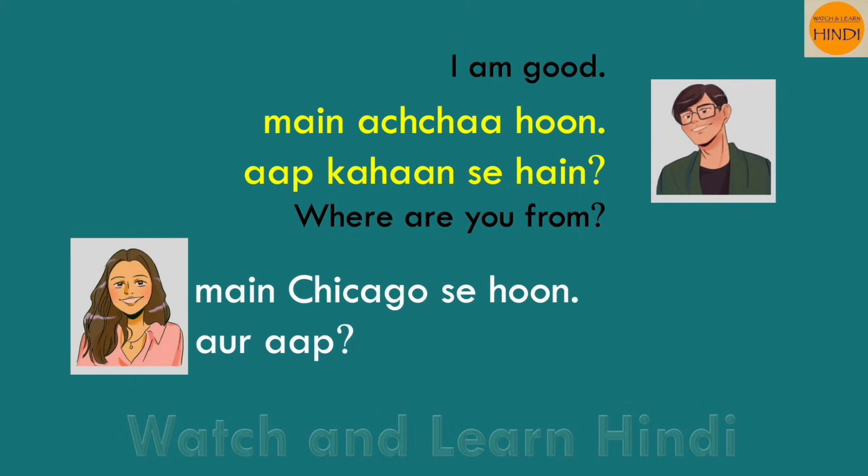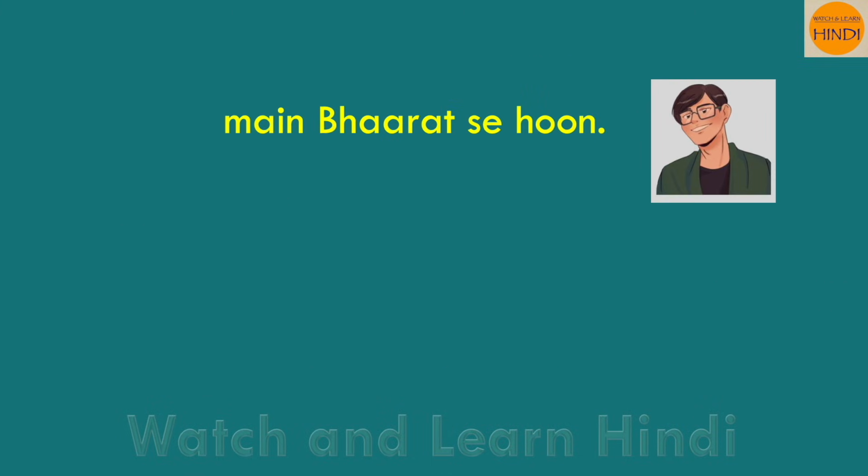Maya says, मैं शिकागो से हूँ. I am from Chicago. And then she asks, और आप? Again, और means and, and aap is you. So, और आप means and you. It is the same as asking, and where are you from? So Mohan says, मैं भारत से हूँ, which means I am from India, because India in Hindi is called Bharat.